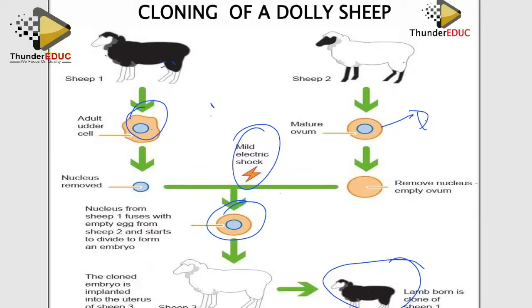Which sheep, 1 or 2, will the offspring look like? It will look like sheep 1. Give a reason for your answer. Because we used the nucleus from sheep 1. You see? So you explain based on what is being asked. Then I can ask you other questions about biotechnology. Simple.